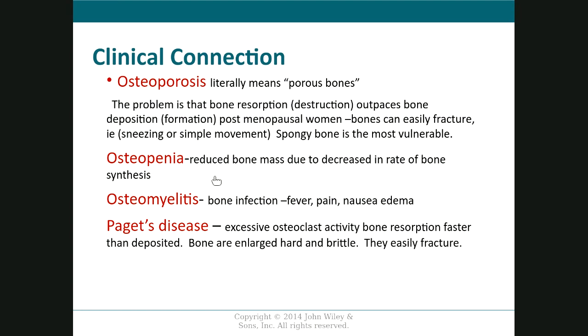Osteopenia is when we take an x-ray and we can see the beginning of decreased mass in the bone, so it looks a little more transparent. The term osteomyelitis is where an infection travels into a bone. Paget's disease is an excessive amount of osteoclastic activity, and therefore the bones become enlarged and brittle and also easily fractured.